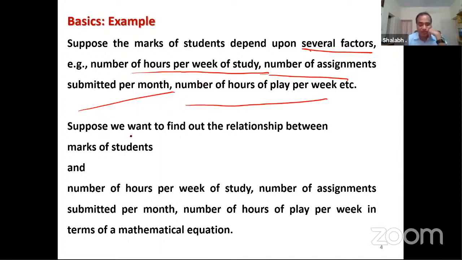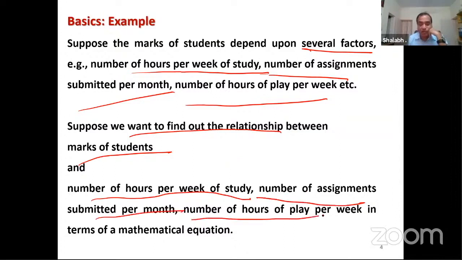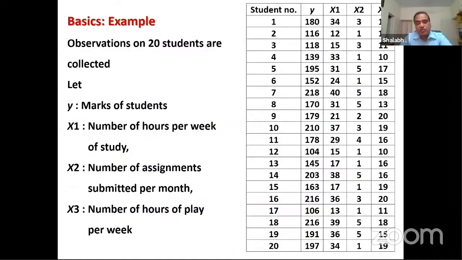That means we want to find out the relation between the marks of the students and these three variables, which are number of hours per week, number of assignments submitted, and number of hours of play in a week. And then we want to see how these three factors are going to affect the marks. So for that I need to develop a mathematical relationship. Suppose I conduct an experiment and take 20 students.